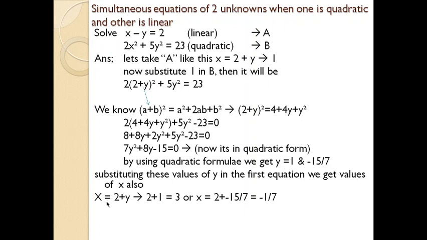So in the first case, x equal to 2 plus y, that is 2 plus 1, you will get 3. And in the second case, x equal to 2 plus minus 15 by 7, and you will get minus 1 by 7. Thus the solution for the case is x equal to 3 and minus 1 by 7, and y equal to 1 and minus 15 by 7.